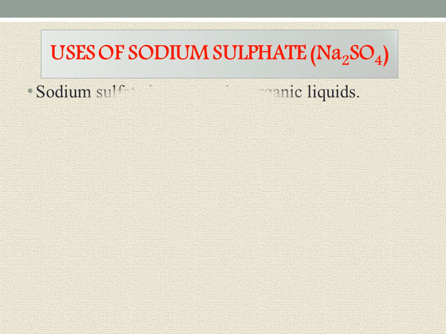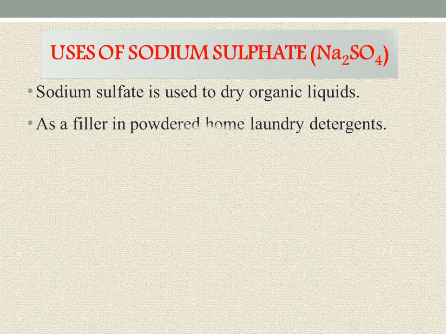Okay, the next one is the uses of sodium sulfate. The first point is sodium sulfate is used to dry organic liquids. Means for drying out the organic liquids. Do you know the organic liquids? Organic liquids include ethanol, methanol, alcohol, acetic acid, and ketones. These are the organic liquids. So in order to dry those organic liquids, sodium sulfate will be used as a drying agent.